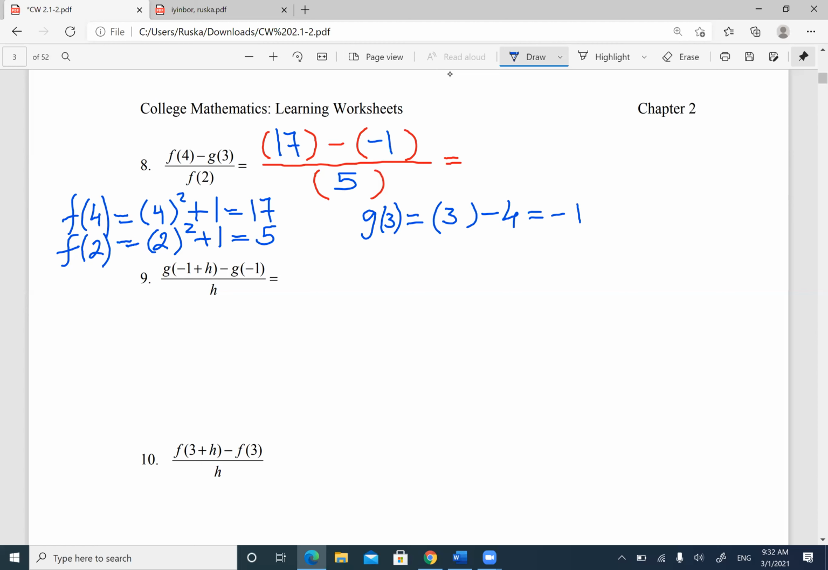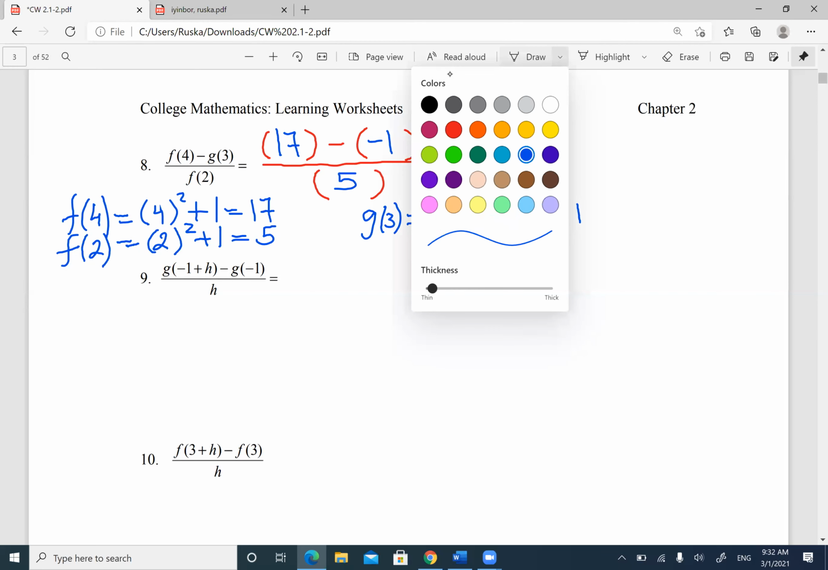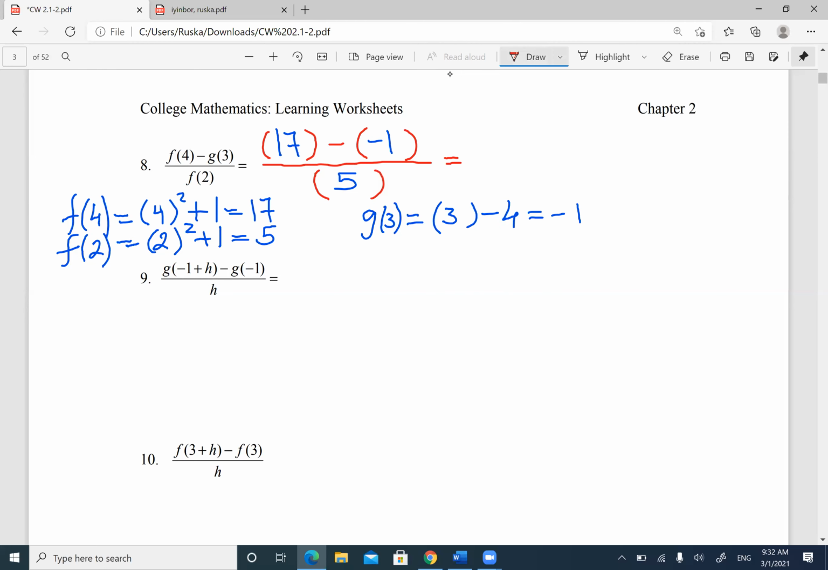So this is -1. So everybody see what I'm doing? You follow the function f, plug in 4 and 2. You follow the function g, plug in 3. You get these 3 numbers and then plug them into the expression given. And then you're going to simplify. So you have 17 minus minus is plus 1. So you get 17 plus 1 over 5, which gives me 18 over 5. You can't reduce this, so just leave it as an improper fraction.